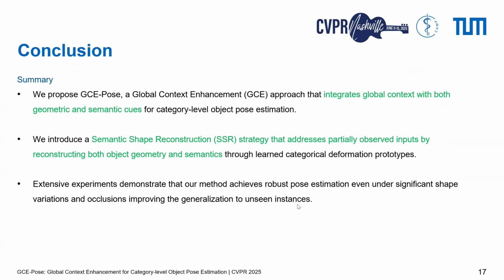In summary, we propose GCE-Pose that integrates the global context with both geometric and semantic clues for category-level pose estimation. We also introduce a semantic shape reconstruction strategy that addresses the partially observed inputs by reconstructing both geometry and semantics through a learnable category deformation prototype.